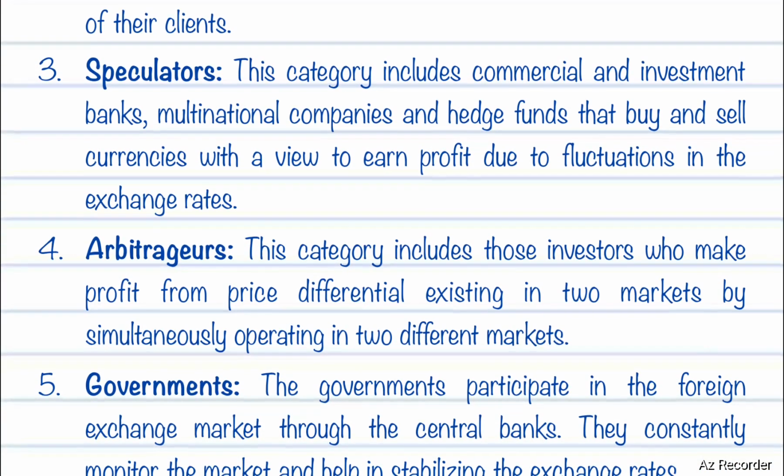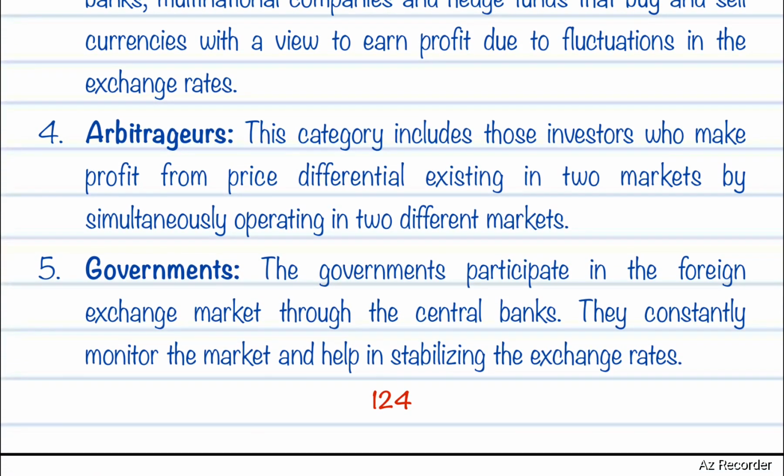Third, speculators. This category includes commercial and investment banks, multinational companies, and hedge funds that buy and sell currencies with a view to earn profits due to fluctuations in the exchange rates. Next, arbitrageurs. This category includes those investors who make profit from price differential existing in two markets by simultaneously operating in two different markets.